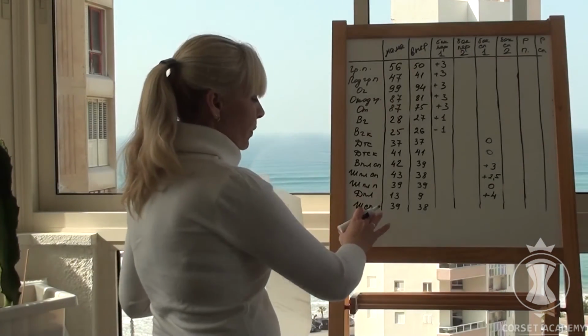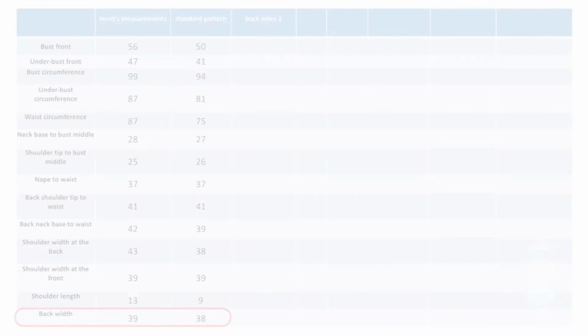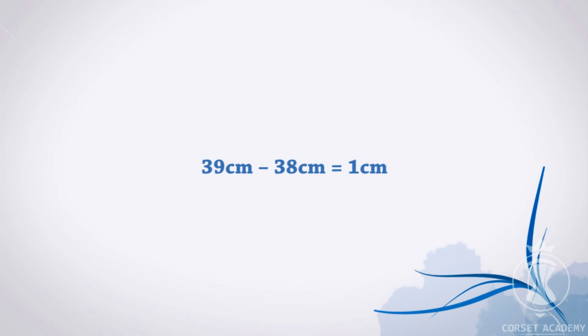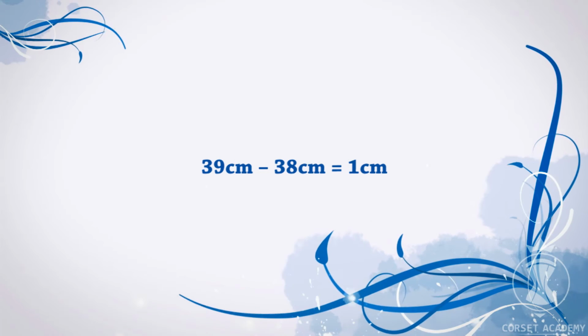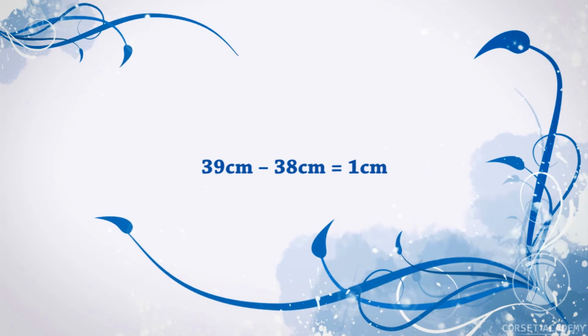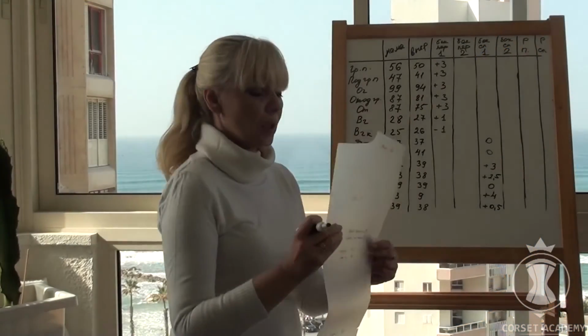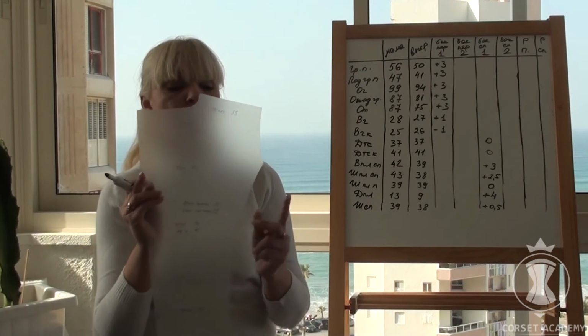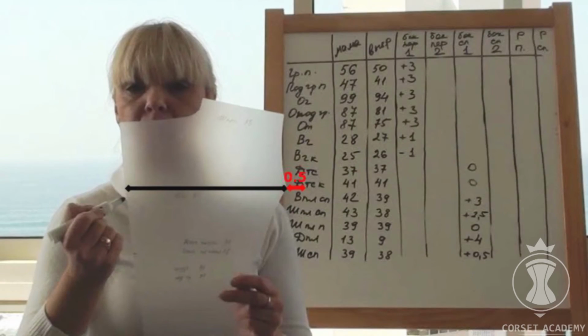Back width, 39 centimeters on the client and 38 centimeters on the pattern. 39 centimeters minus 38 centimeters equals 1 centimeter. I divide it in 2. As the result, I need to add 0.5 centimeters from each side of the armscye to achieve the required width of the back.